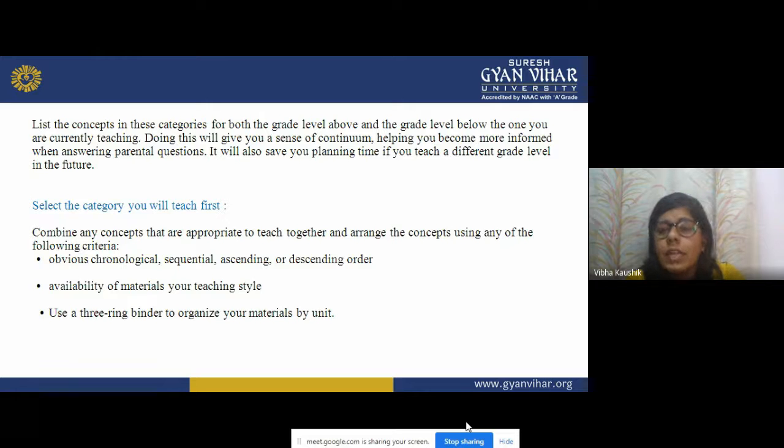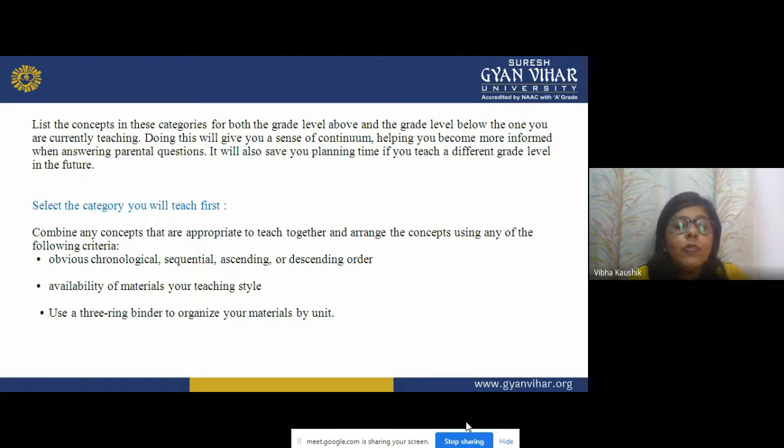Means when they are studying in 11th class, that will be the one they are currently learning, and the above will be the grade level above class. Doing this will give you a sense of continuation. Why? Because connecting the knowledge from previous to current helps you become more informed when answering parental questions. It will also save your planning time if you teach a different grade in the future. You will be able to know which concepts the students already know, and which concepts have to be known by the students in that particular grade.